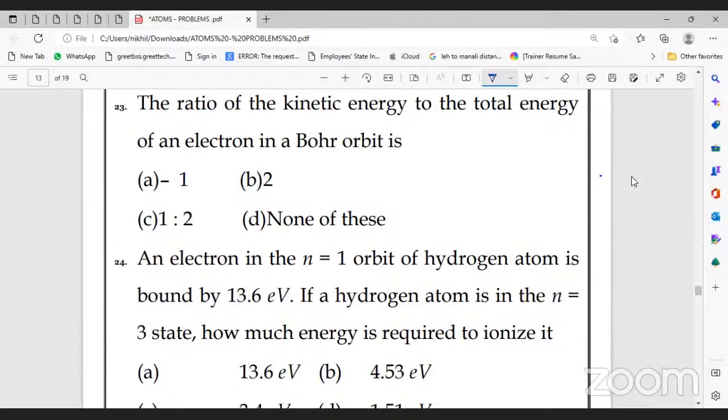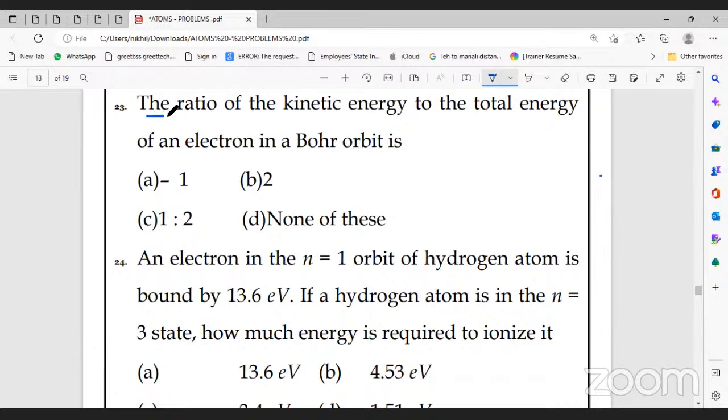Hello, good evening, students. So in today's class, let us continue the atoms MCQs. In the last class, we solved a few questions. In this session also, we'll go with the continuation of that atoms chapter. Look at this problem now, students.